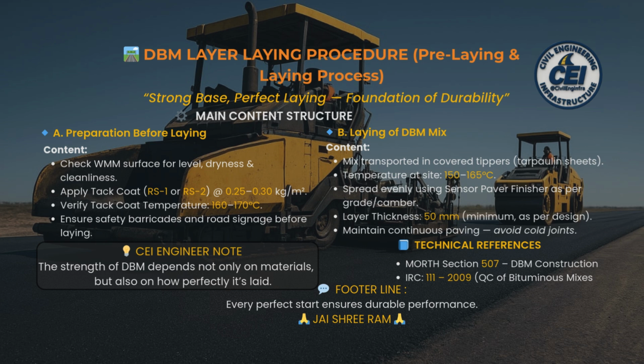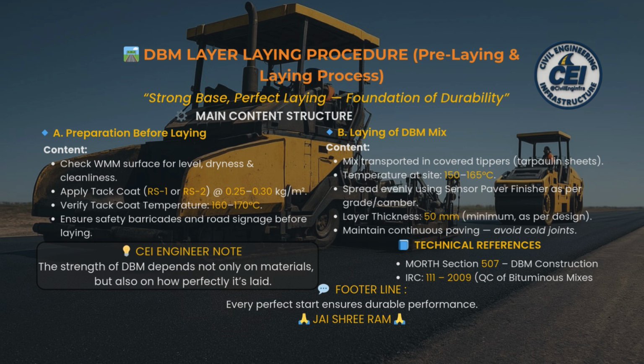150–165 degrees C. Laid using sensor paver finisher to maintain proper grade and camber. Layer thickness min 50 mm as per design. Ensure continuous paving, avoid cold joints. References: MoRTH Section 507, IRC 111, 2009. A perfect beginning always leads to perfect results.